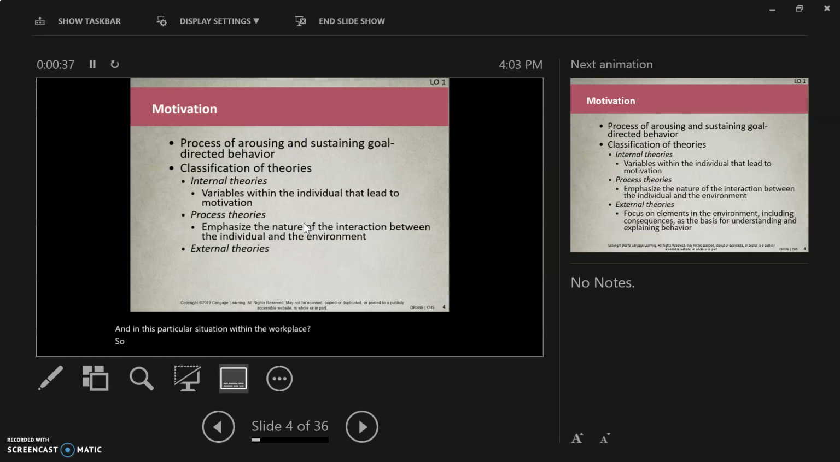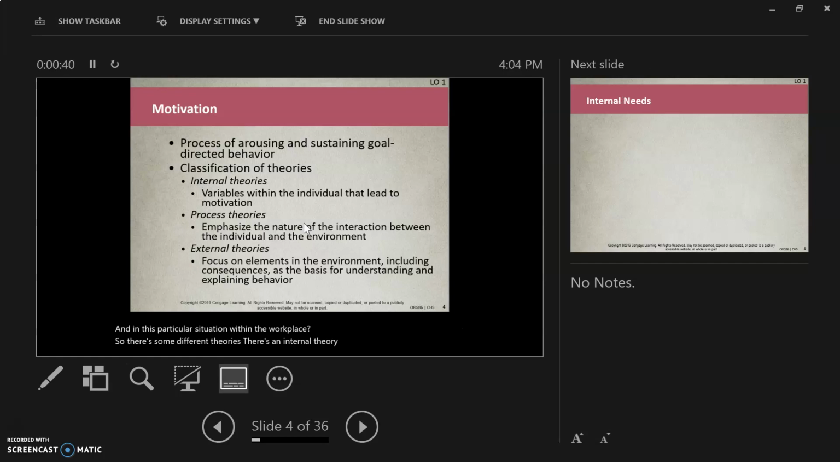So there are some different theories. There's an internal theory, which basically says that it's within ourselves which leads to our motivation. Some people call this intrinsic motivation. Process theories emphasize the nature of the interaction between the individual and the environment. So it's saying the environment around us leads to our motivation. And then the external environment is elements in the environment, including things such as consequences, which are the basis for understanding and explaining behavior.